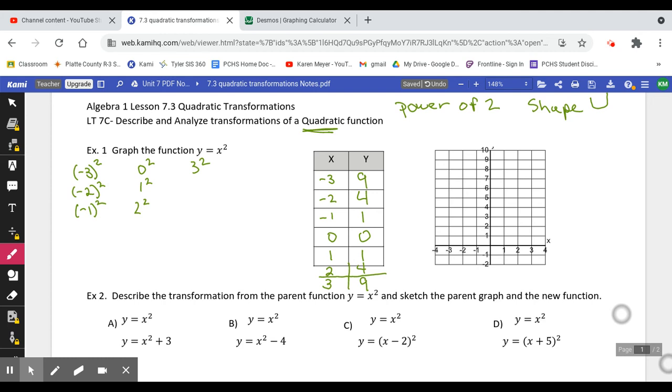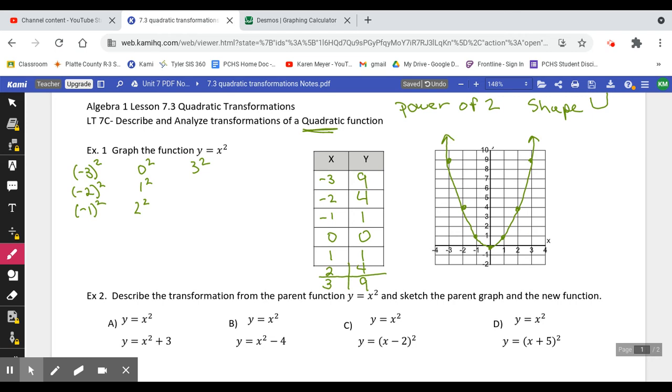So left 3 up 9, left 2 up 4, left 1 up 1, 0, 0 middle, right 1 up 1, right 2 up 4, right 3 up 9. And then when you draw this, you're going to notice that you can't draw it with straight lines. There is a curve into it. And so this is how we get the fabulous U shape.